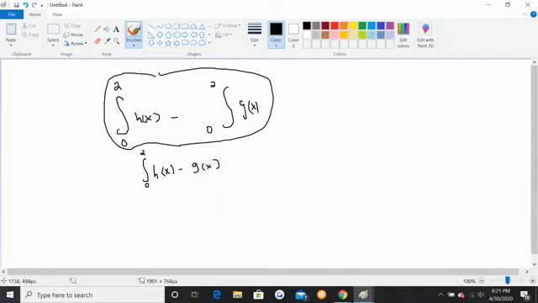Oh my god, I can't find this goddamn cursor. They make it so difficult, they really do.